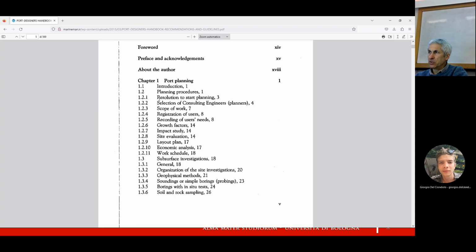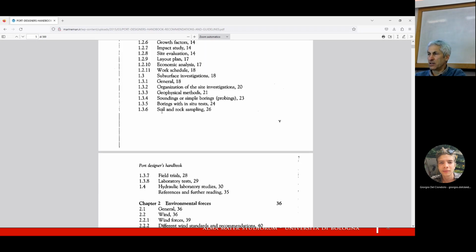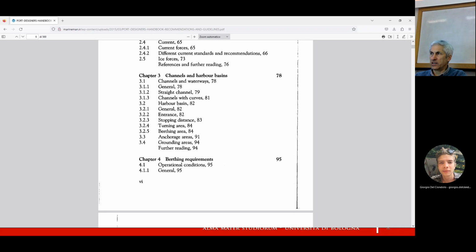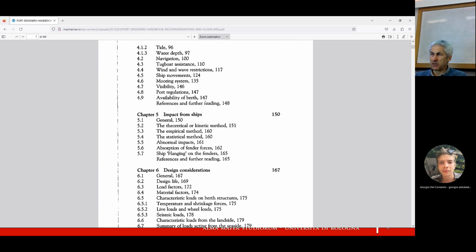Introduction, planning procedures, resolution to start planning, selection of consulting engineers, scope of work, registration of users, etc. Chapter 2, environmental forces, so environmental loads, wind forces, different wind standards, etc. Chapter 3, channels and harbor basins, and how to design a harbor basin, how to design the channels connecting the harbor basin, the turning areas, the berthing areas, berthing requirements, impact from ships.